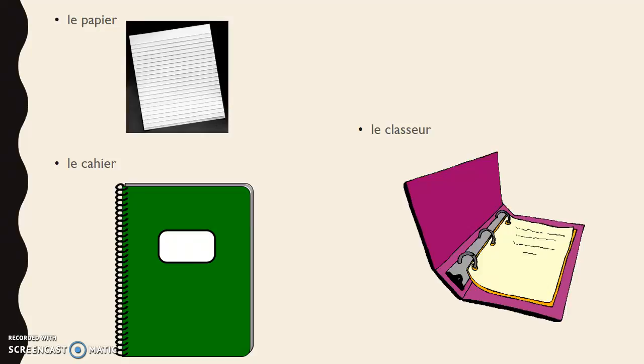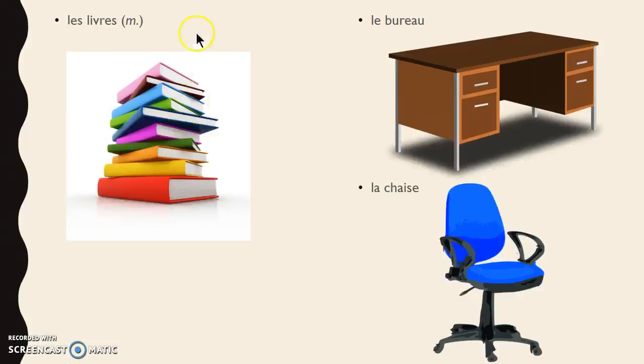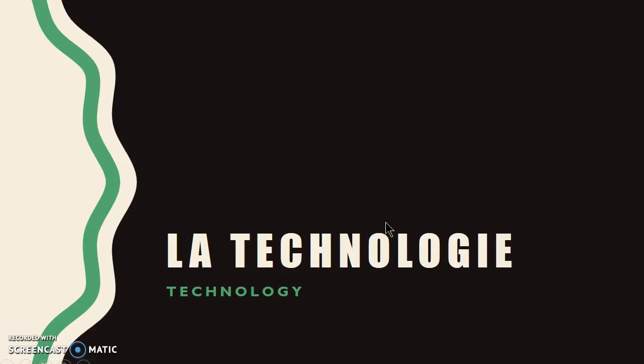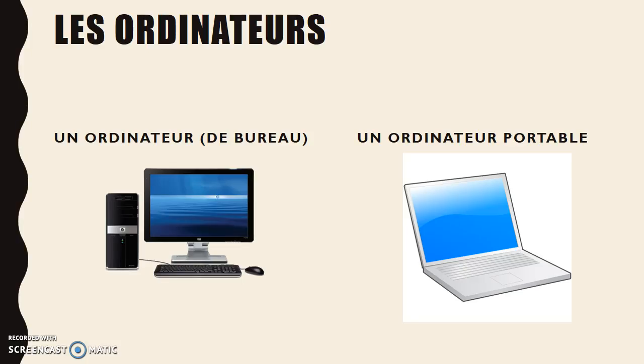So cahier. Ensuite, les livres, and livre is a masculine word, so I just gave you a little M there, parentheses, so that you would know. Le bureau et la chaise. Et la technologie, seeing as we are completing an online course, some of those things like a book or paper and pencil are not always applicable. So we need to know how to describe some of the technology that we use in our class.